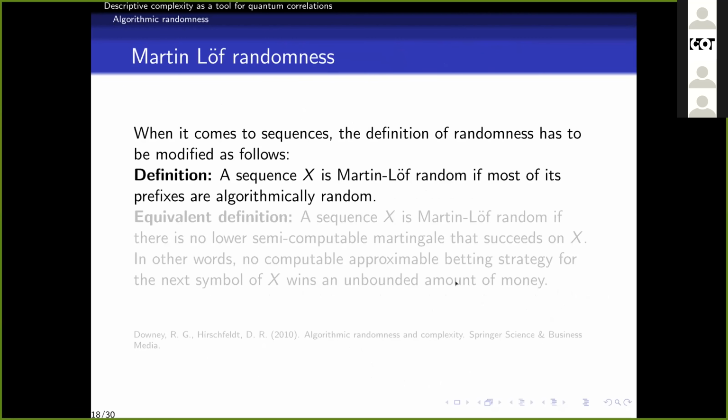Okay, so what happens when it comes to sequences? What's a sequence? A sequence is an infinite string of symbols. So we need to modify this notion of randomness a little bit. This definition was due to Martin-Löf. We will say that the sequence X is Martin-Löf random if most of its prefixes are algorithmically random. What are prefixes? They are the first bits of the sequence.